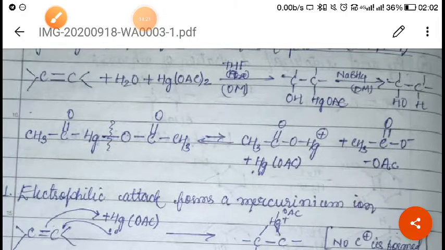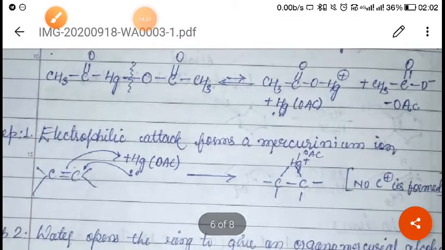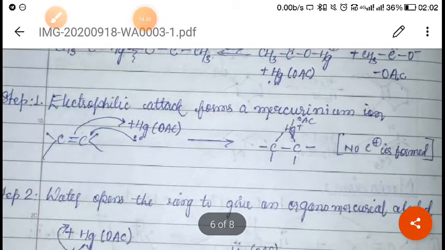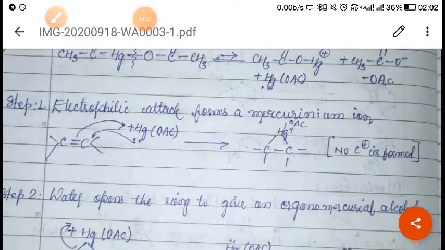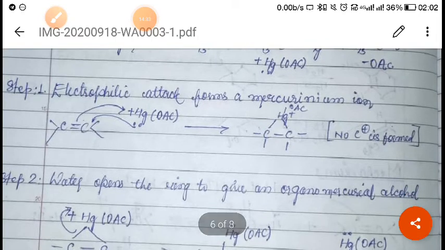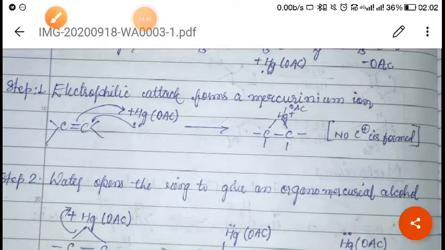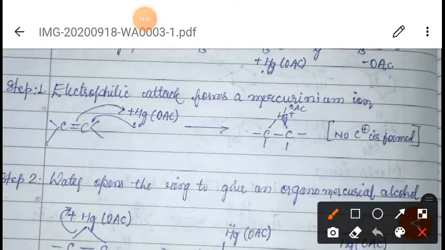So after the formation of this compound, what will happen to this alkene? Listen carefully. The alkene acts as an electrophile attack and forms a mercurinium ion. As you can see, in the first case the mercurinium ion is forming. How is it happening? This alkene is attacking this Hg and OAc, right?